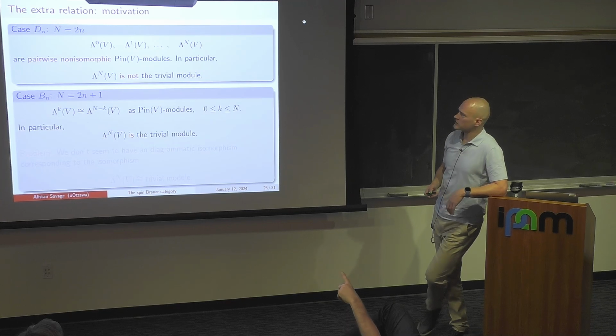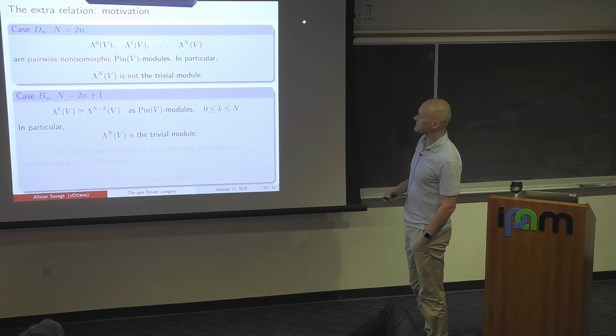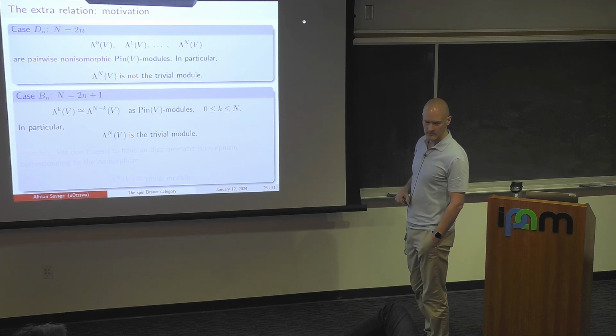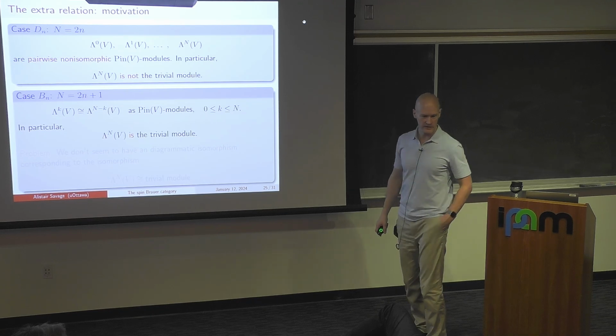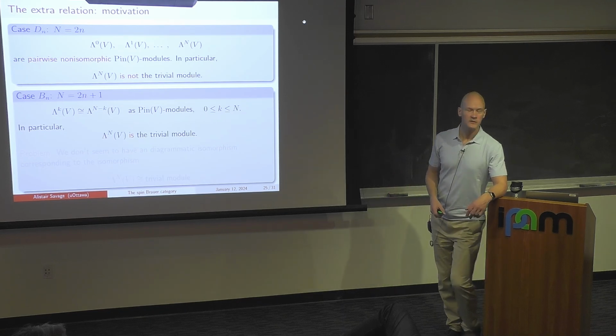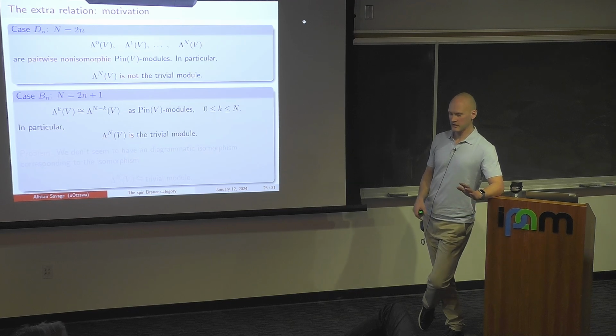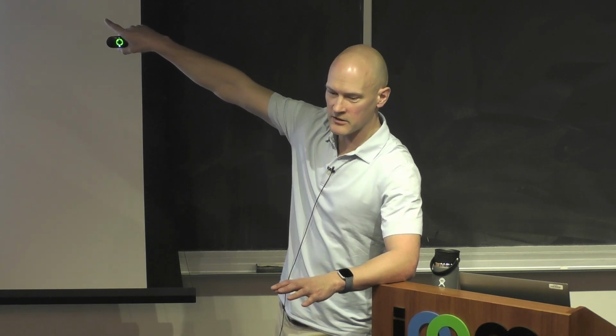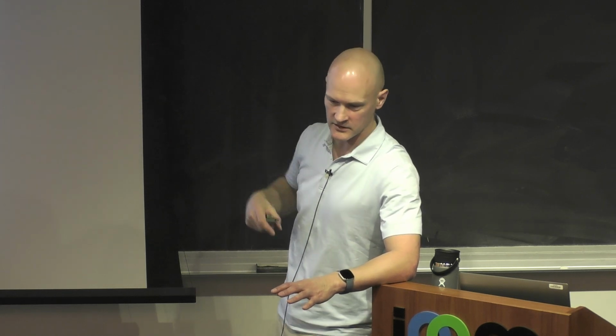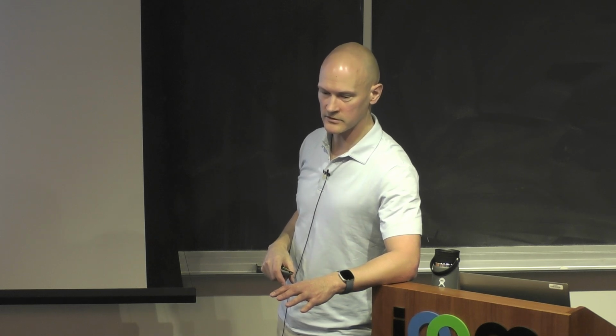Oh, sorry. I said it the other way. These are not. Yeah, the extra element acts as minus identity on wedge n. That's what differentiates them. They are both trivial as spin modules. That's right. And remember, this is the case where pin is just spin tensor the cyclic group of order 2. On this top exterior power, you have the sign representation of the cyclic group of order 2.